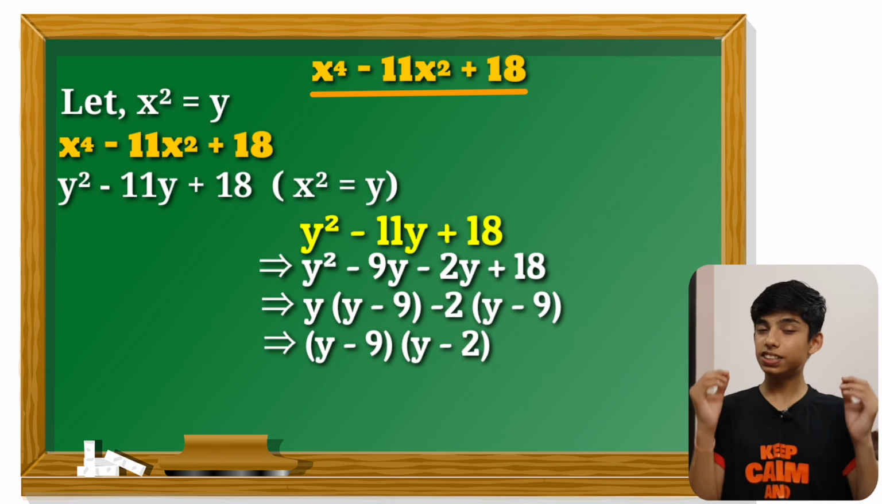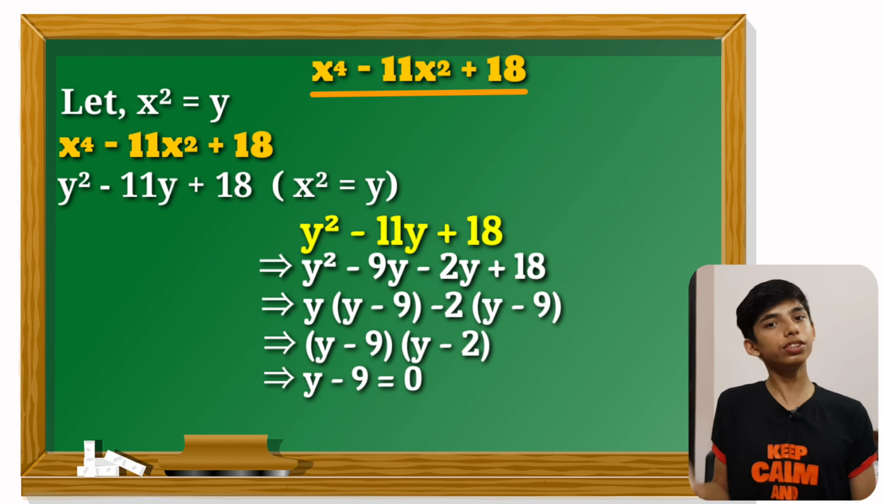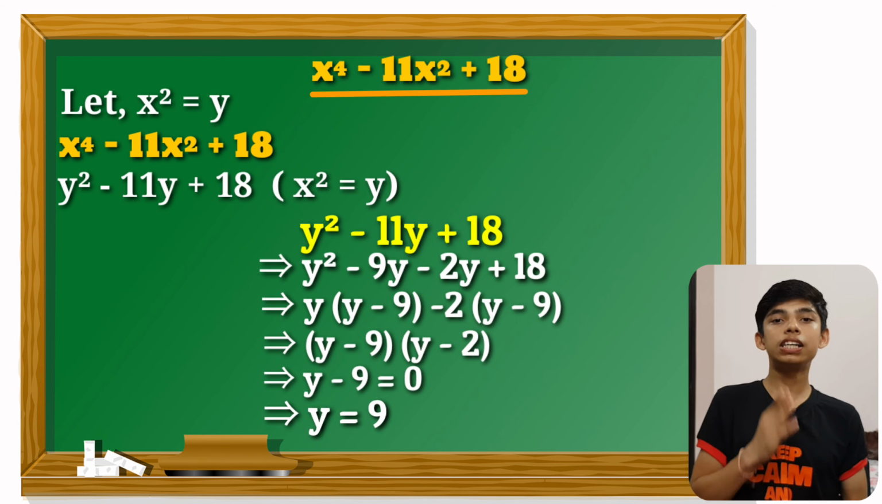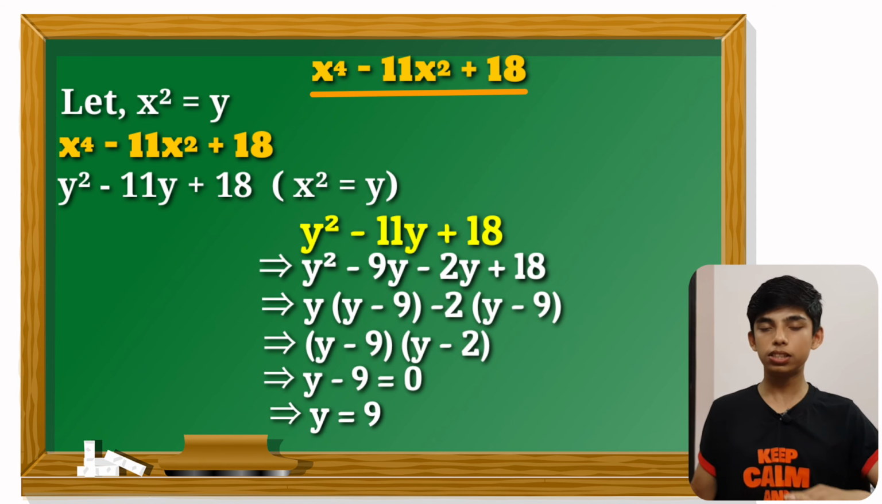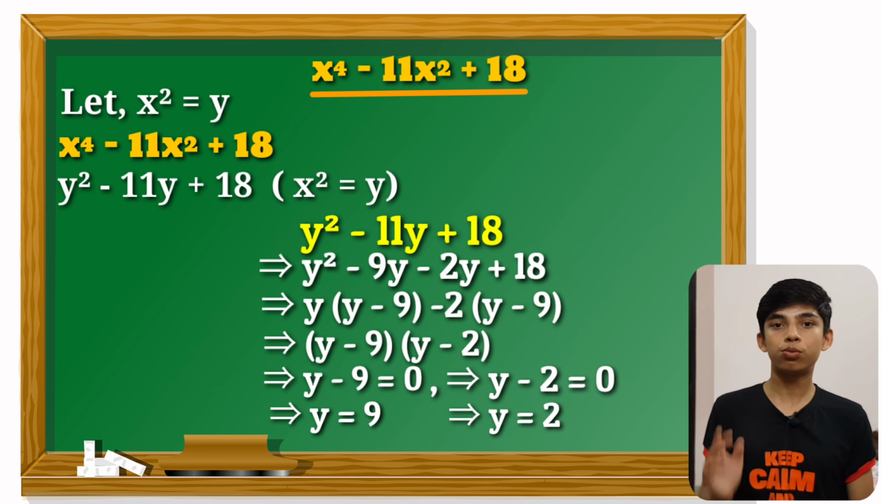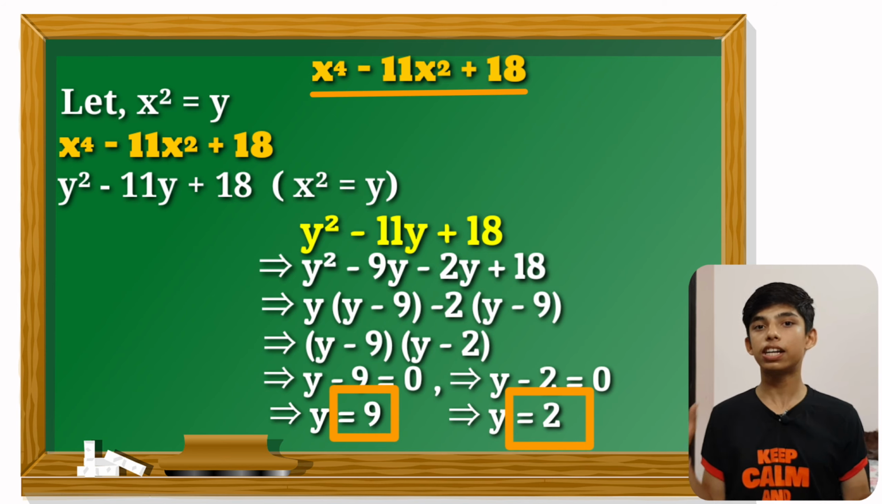And to find the zeros, what do we have to do? Yes, we are going to write this as y minus 9 is equal to 0. So this would give us our first zero as y is equal to 9, right? Very simple. And similarly our second zero is going to be, yes, y is equal to 2. So here we have our two zeros, 9 and 2.